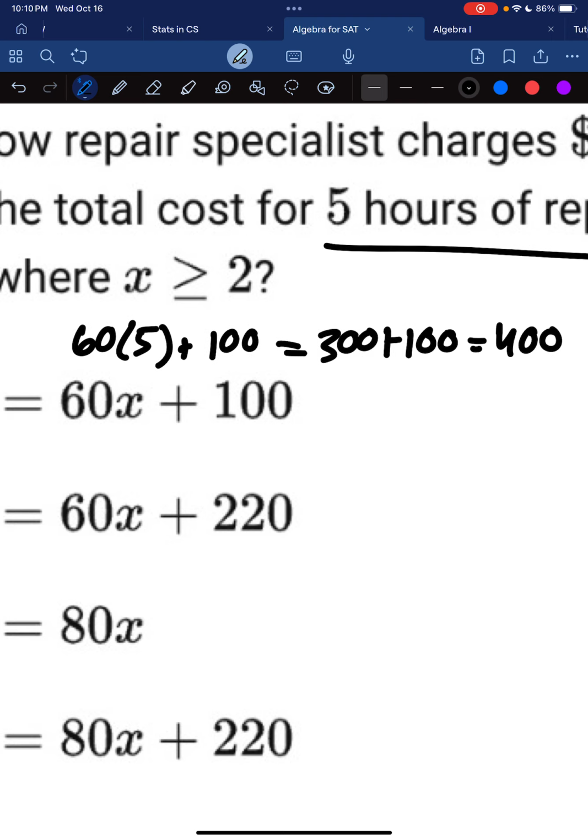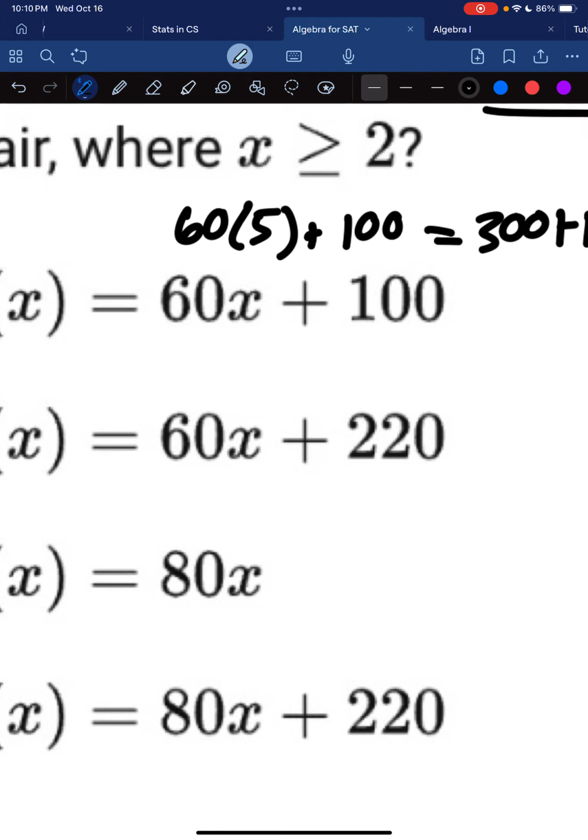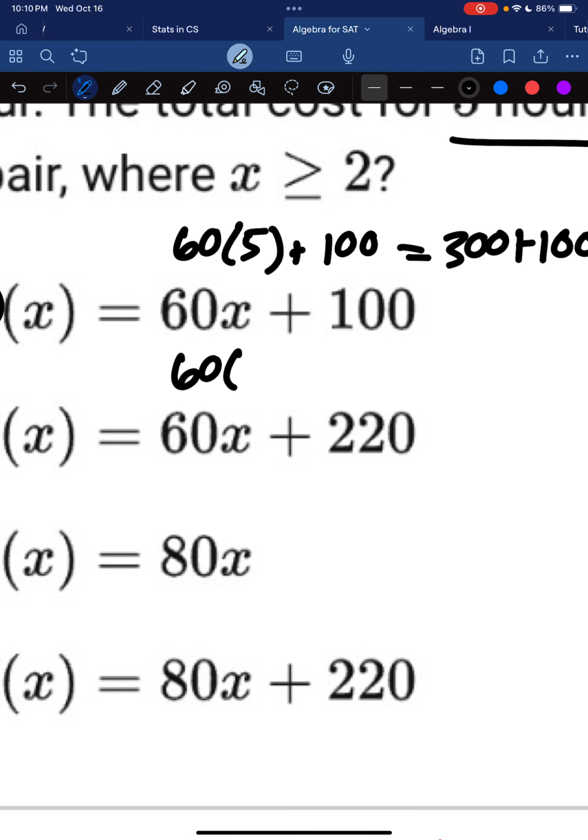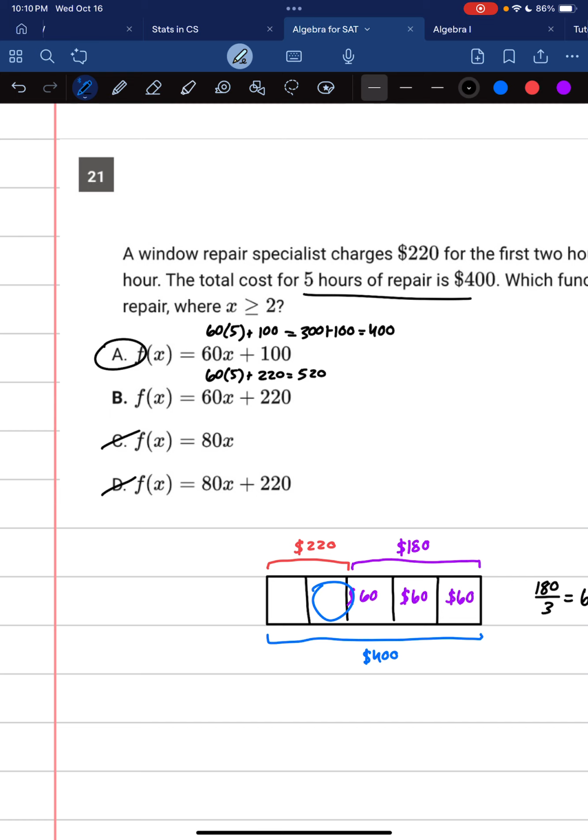A is correct. If we try B, we get 60 times 5 plus 220, which is 300 plus 220, or 520, which is not correct. We know that the total cost for 5 hours should be $400. So then A should be our correct answer.